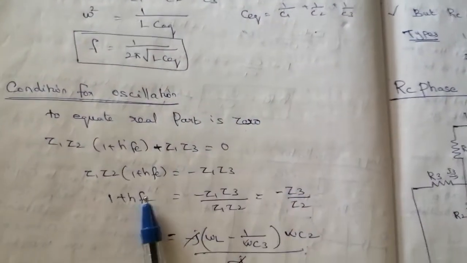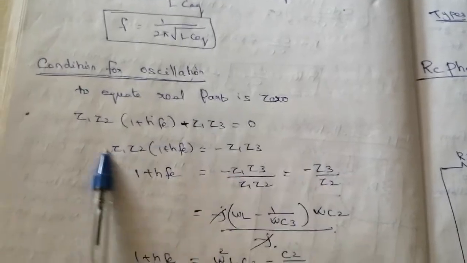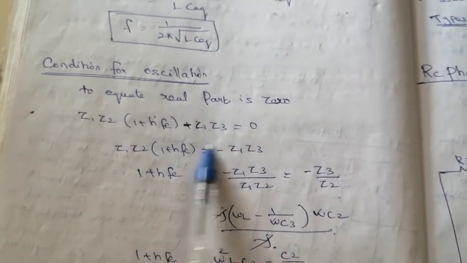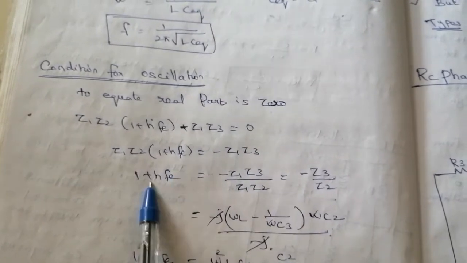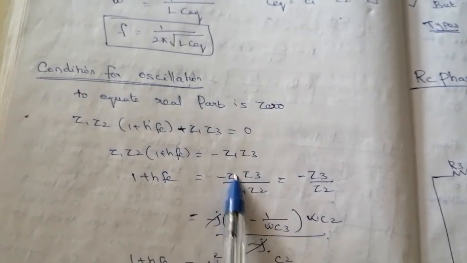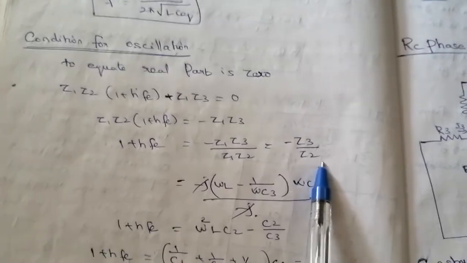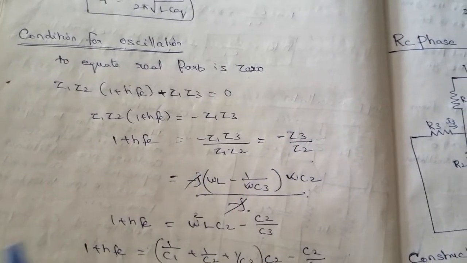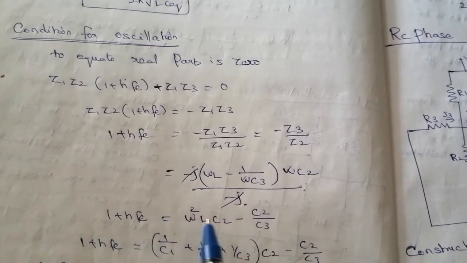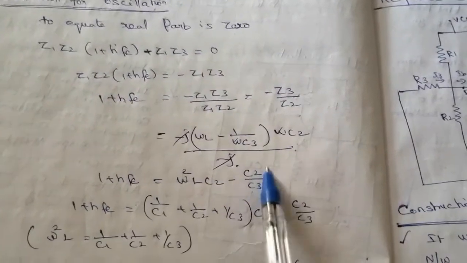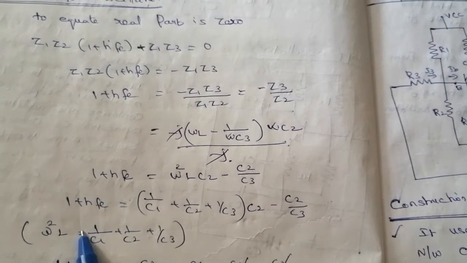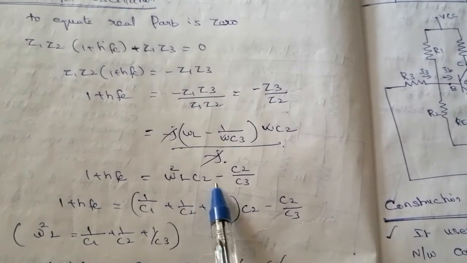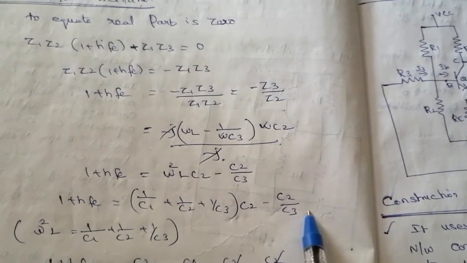The next condition for the oscillator is to equate the real part to 0. So the real part is this equation: Z1 Z2 into 1 plus hfe equals minus Z1 Z3. So 1 plus hfe equals, Z1 cancels, minus Z3 by Z2. We know the Z3 value and Z2 value. Substitute these, and after simplification we get 1 plus hfe equal to omega squared L C2 minus C2 by C3. So 1 plus hfe is equal to, this is nothing but 1 by C1, 1 by C2, 1 by C3, into C2 minus C2 by C3.